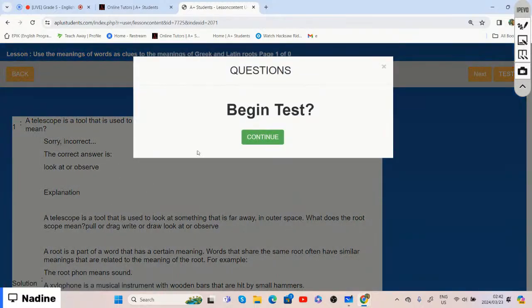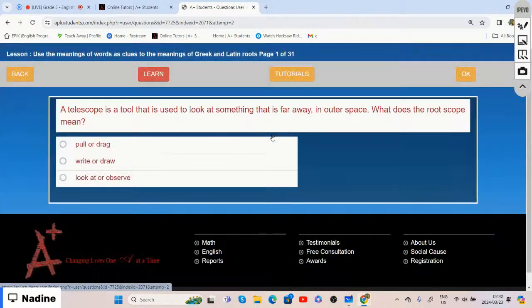All right, let's attempt our test, because this is basically just us using the meaning of the words as clues now. It says, a telescope is a tool that is used to look at something that is far away in outer space. What does the root scope mean? Is scope to pull or drag, write or draw, look at or observe?